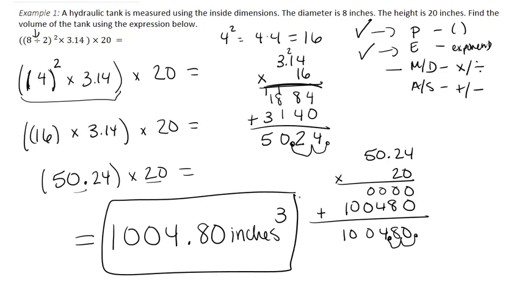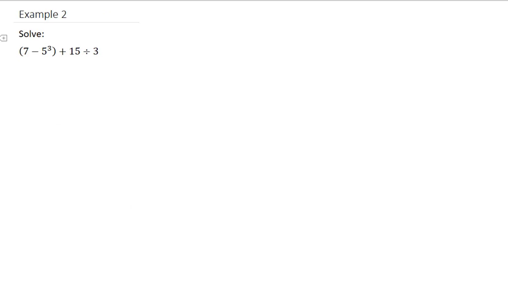Now let's do another example. Example 2, solve for the following. So once again, we're just going to rewrite this. So we have 7 minus 5 raised to the third power plus 15 divided by 3.